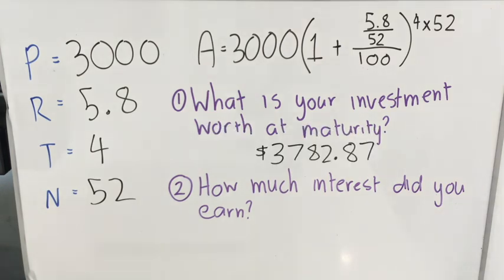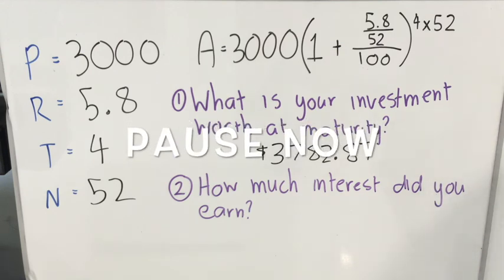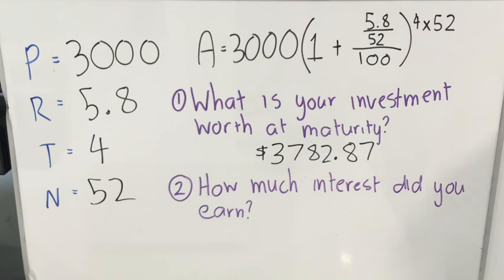Go. Okay, at maturity is just a fancy word for saying the final amount. So if you type that formula in as normal, the answer that it gives you is the answer to question 1. That's just how much your investment is worth after 4 years. You've got a bit more in there than what you started with. So the last question, how much interest did you earn? Show any working out that you need to. Look at how much you started with and look at how much money you've got now. That'll tell you how much interest you earned.